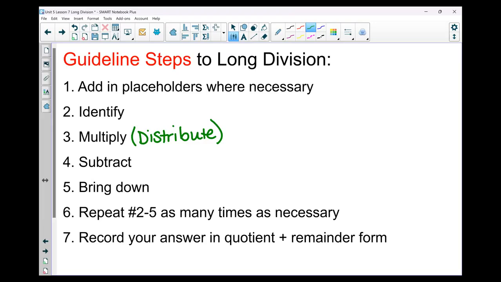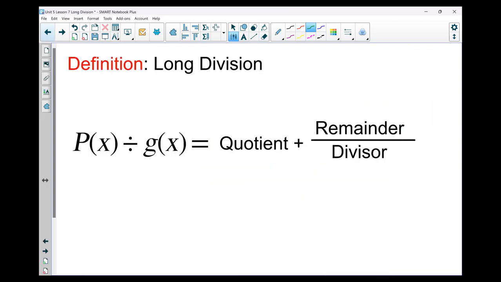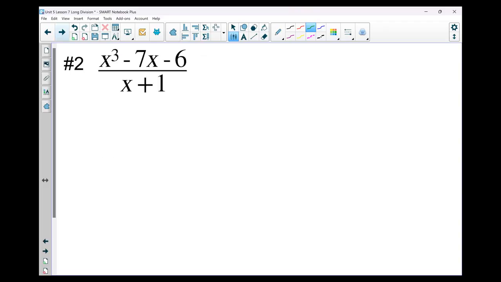When we run out of options to multiply by, we record our answer in the quotient plus remainder form, which is the quotient plus a remainder over the divisor. If you need that set up, it's here: quotient plus remainder over divisor. Anytime you're simply asked to do the long division or just to divide, this is how we want your answer to be. So let's look at an example that requires placeholders.